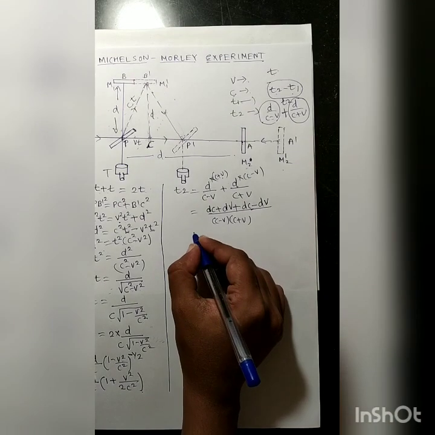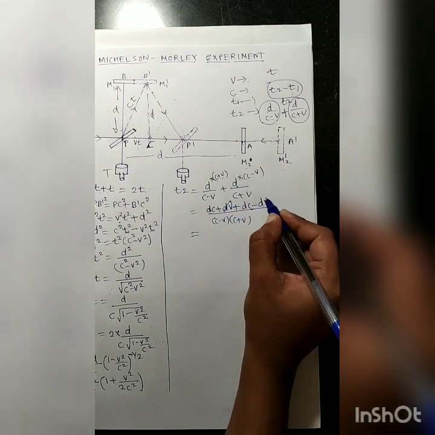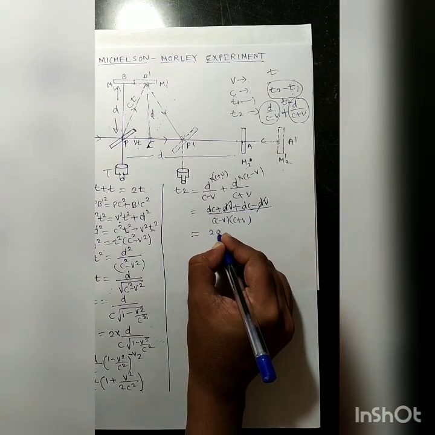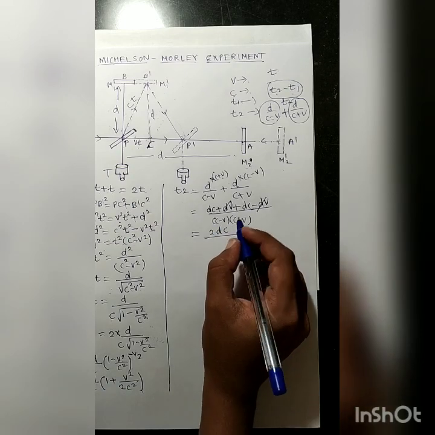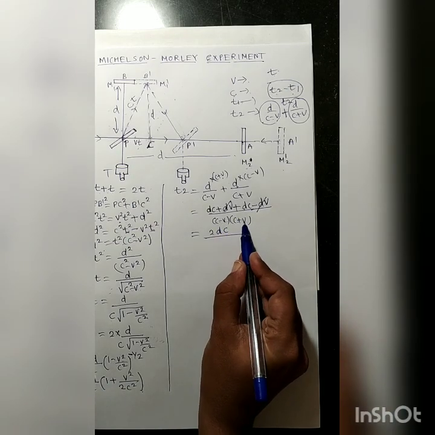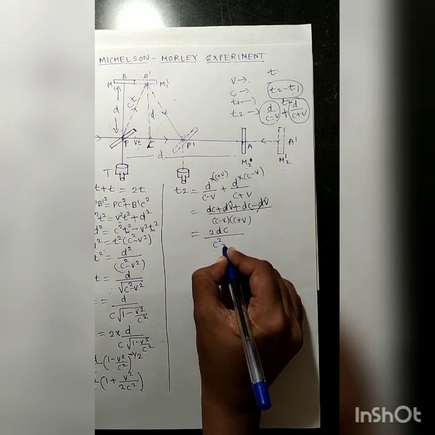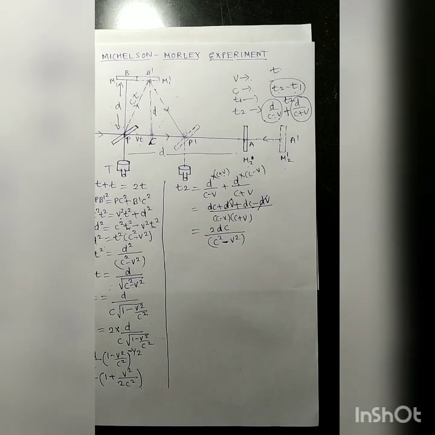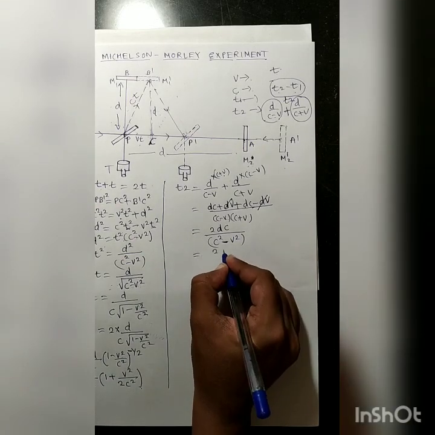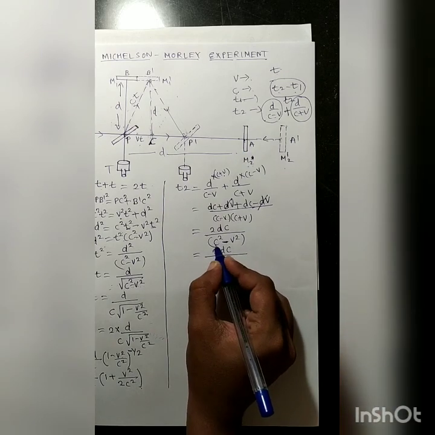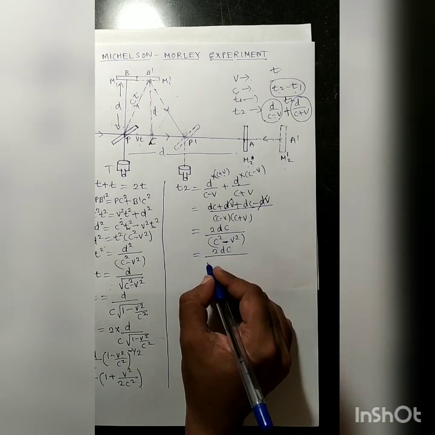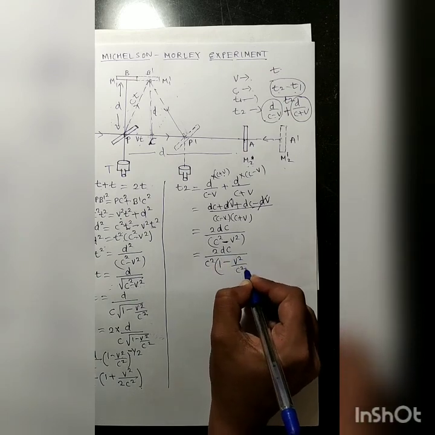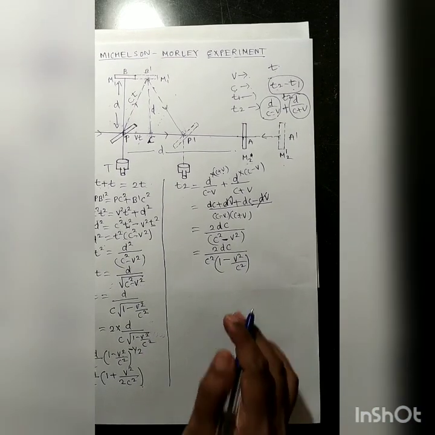Just by taking the LCM, plus dV minus dV get cancelled, dC plus dC will be remaining. So that is equal to 2D into C divided by, as it is in the form of A minus B and A plus B, we can write it as A square minus B square, meaning C square minus V square. We got the equation. Now again here, 2DC divided by C square, I will take outside. So if you take C square outside, here 1 will be remaining, minus V square by C square will be remaining.